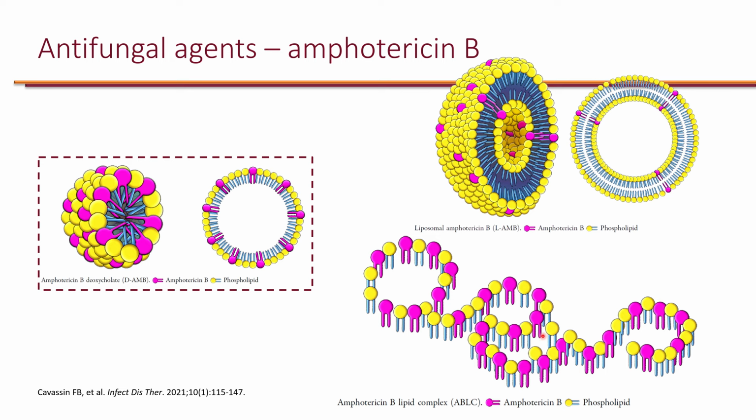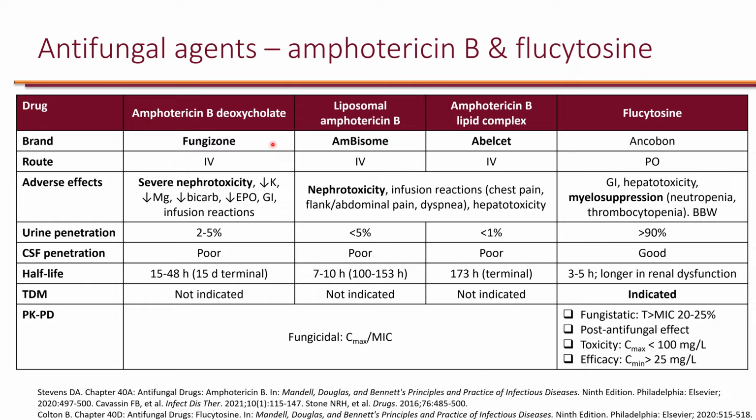So let's take a look at the different amphotericin B. So currently there are three that are on the market. There used to be a fourth one on the market, currently not available, but we'll focus on the three that are on the market. So the classic one, the conventional amphotericin B, is deoxycholate.